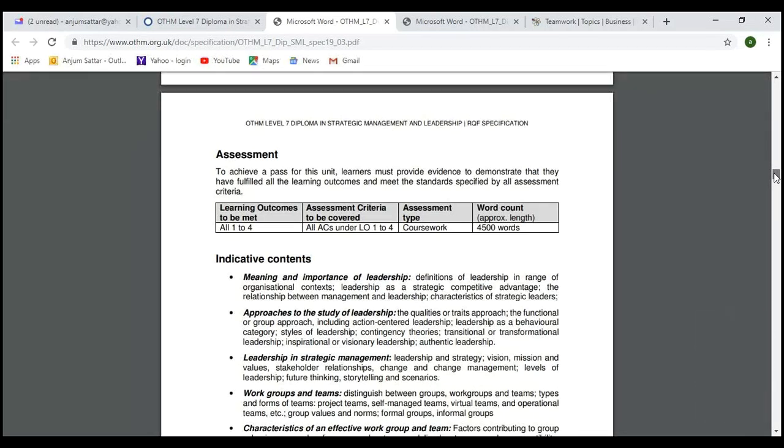So our discussion will be focused on team building, on performance, and on the difference between group and team. We'll go through all of this.